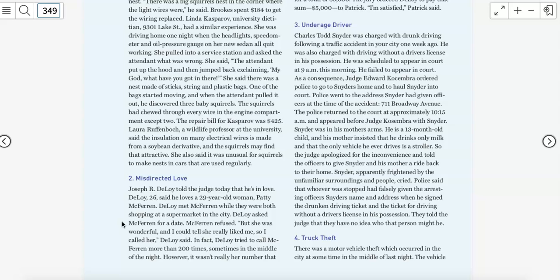Once we get to this point, we also realize that the suspect, the man stopped for drunk driving, is not named Charles Todd Snyder, right? So we can't call him that anymore. We can call him the man, the driver, the suspect, or something like that.